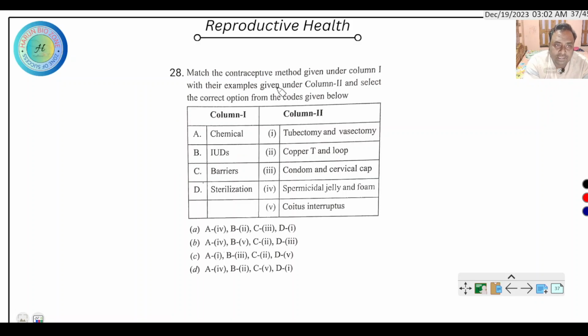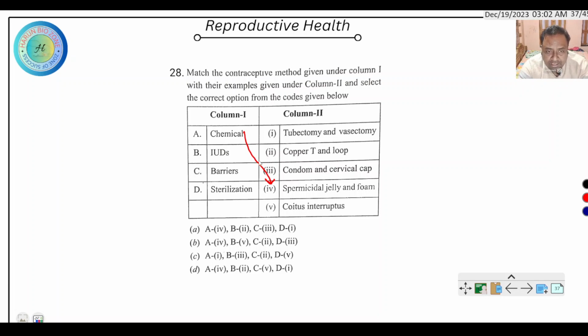Next question, match the contraceptive method given under column 1 with their example given under column 2. First, chemical method. The chemical method means spermicidal jelly and foams. These are chemical methods because spermicidal cream, jelly or foam are chemicals, and this chemical stimulates the phagocytosis process that destroys the sperm.